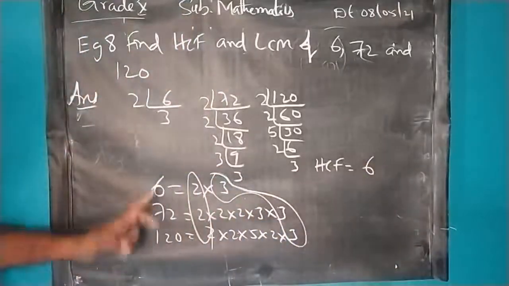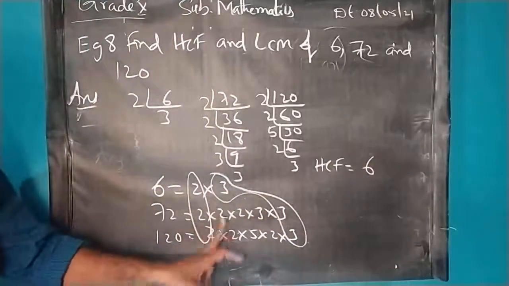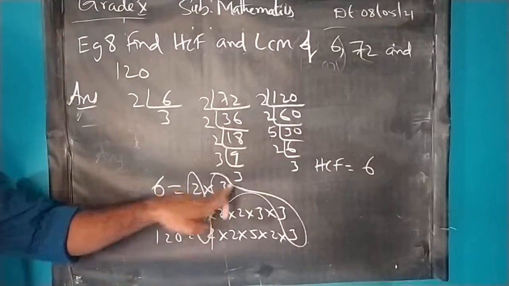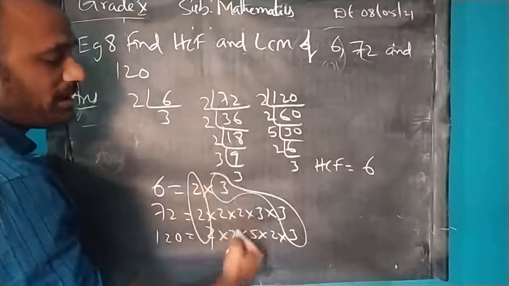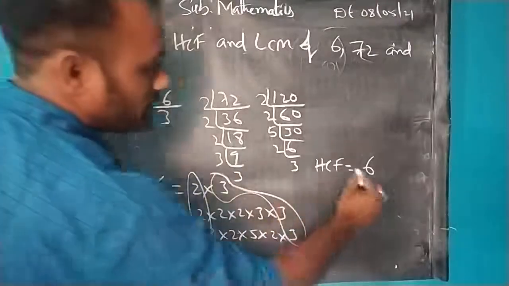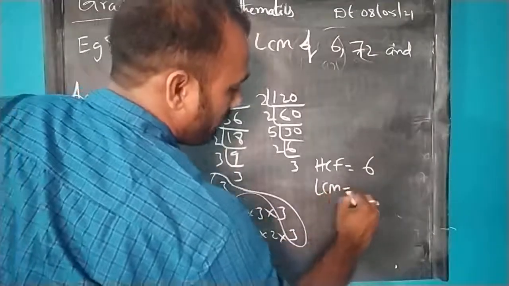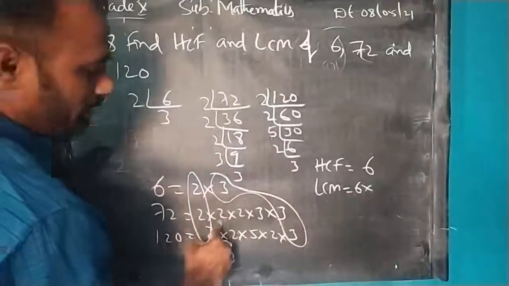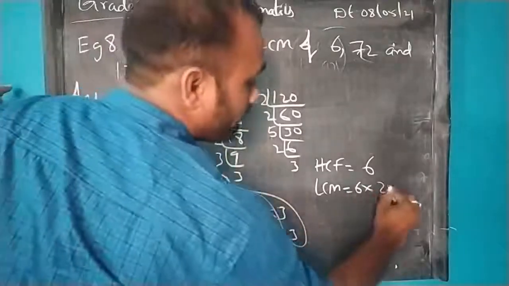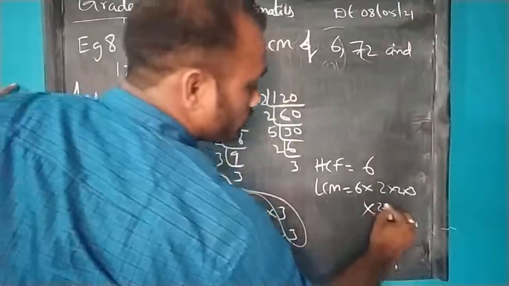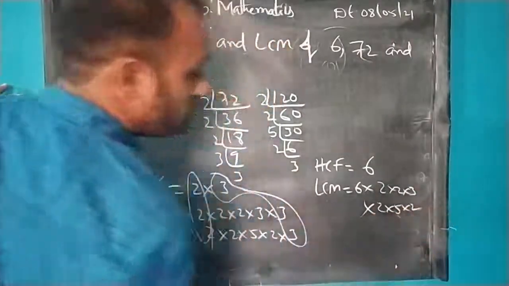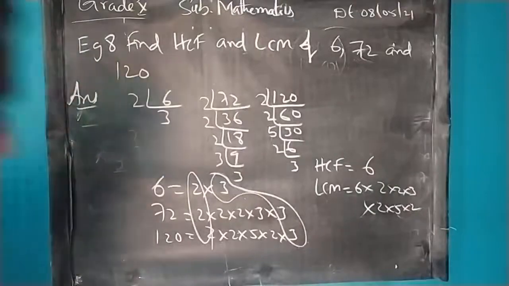Now if 3 numbers are there, make sure that here 2 is common, we cannot take that. Why? Because another 2 is not there in this. So we have to take a number in such a way that it should exist in all 3 of the numbers. So HCF is 6 here. LCM will be 6 into the remaining numbers 2 into 2 into 3. So 2 into 2 into 3 into 2 into 5 into 2. This will be the LCM answer.